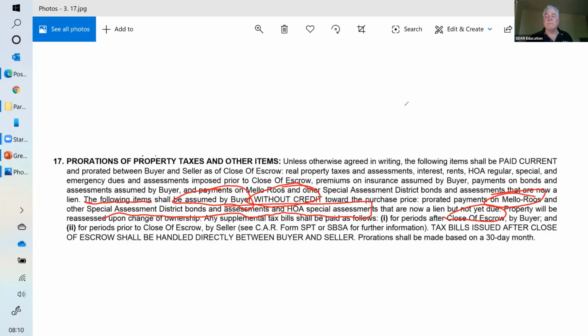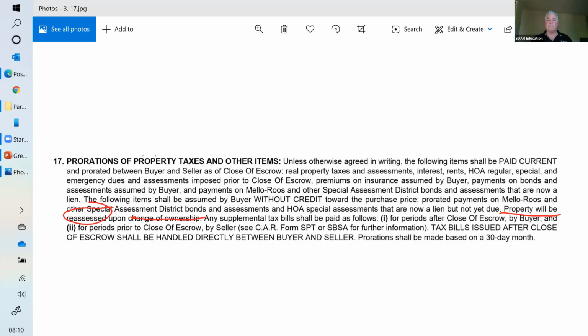So guess what? The buyer is going to assume those payments. Property will be, and this is a statement to the buyer so that the buyer is aware that, again, they're not going to be paying the same amount of money in taxes that the seller's paying. The seller's paying based on what they paid for the property at the time of the purchase, depending on what year they bought it, obviously, prior to Prop 13, that kind of thing. But the property will be reassessed upon change of ownership.